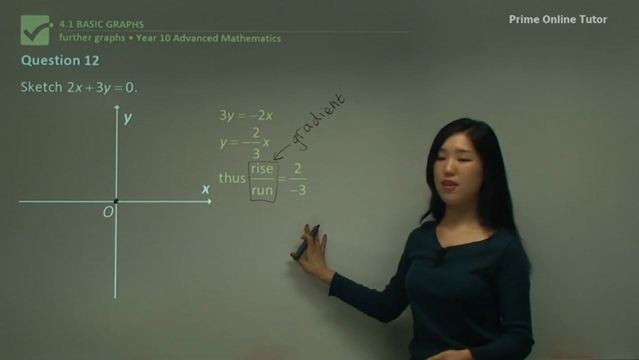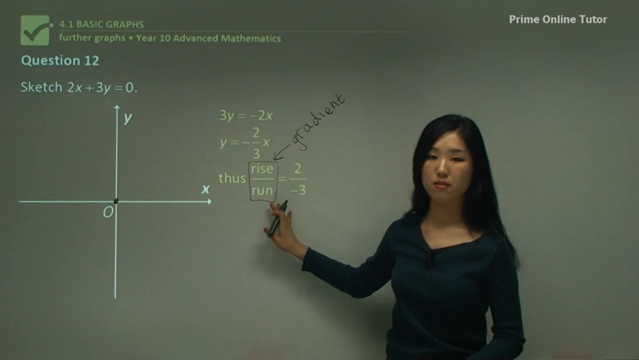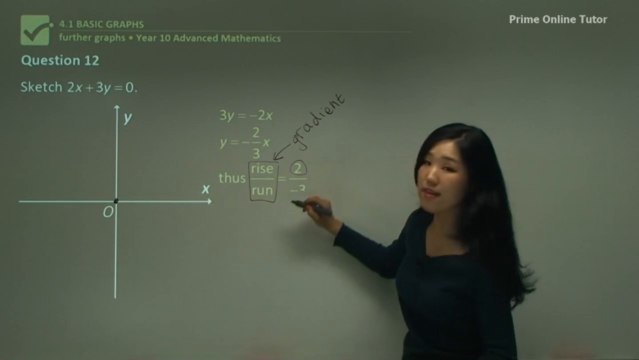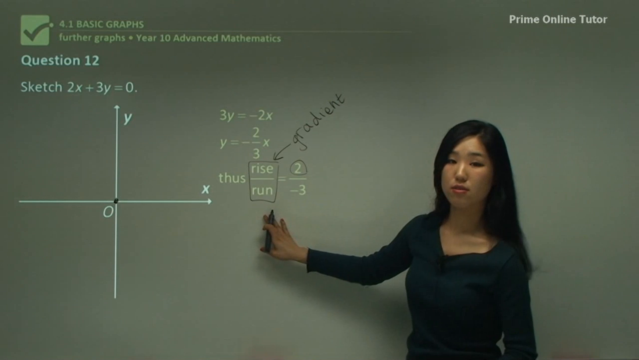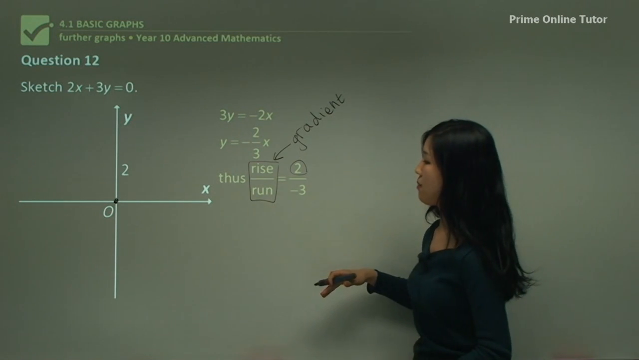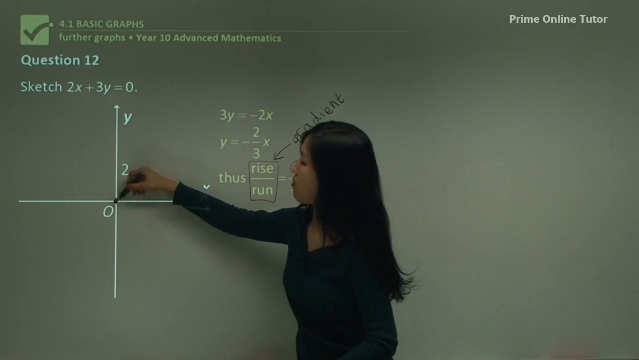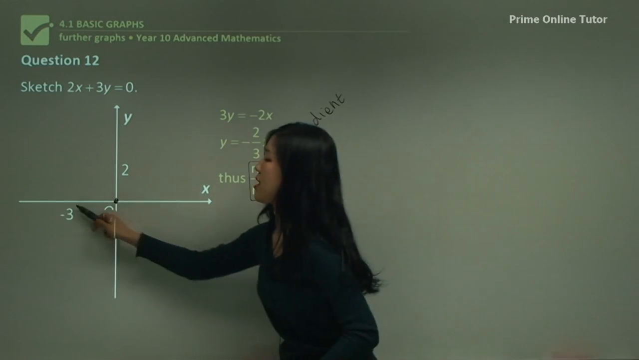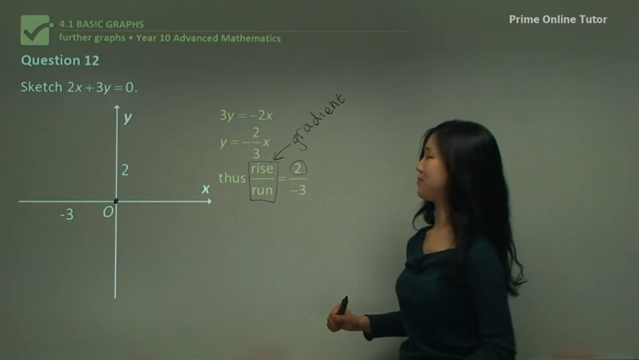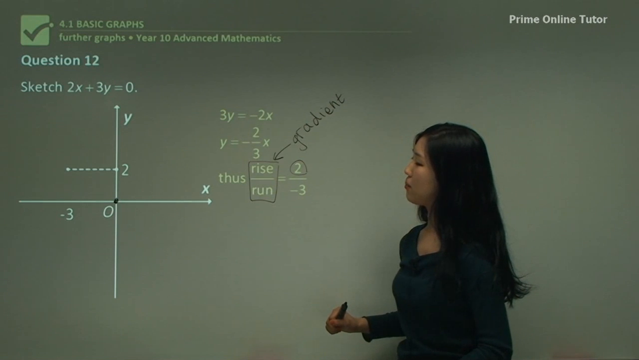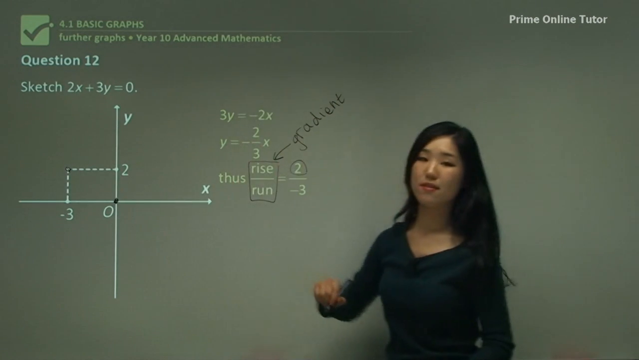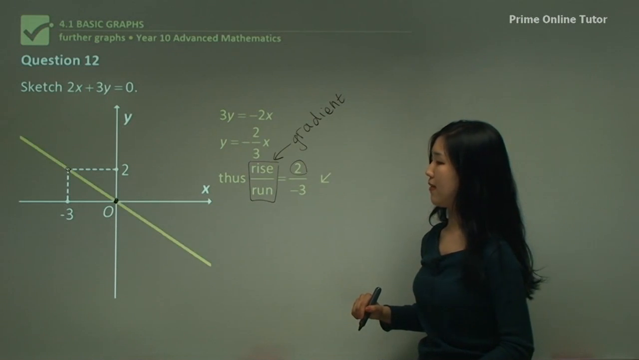The gradient, you know that gradient is rise over run, isn't it? Now 2 is the rise, negative 3 is the run. So you go ahead and plot it. 2 is the rise, so rise by 2 and run by negative 3. Okay? And then you plot the point. So it's going to be passing through this point here, and then you simply join it like that.